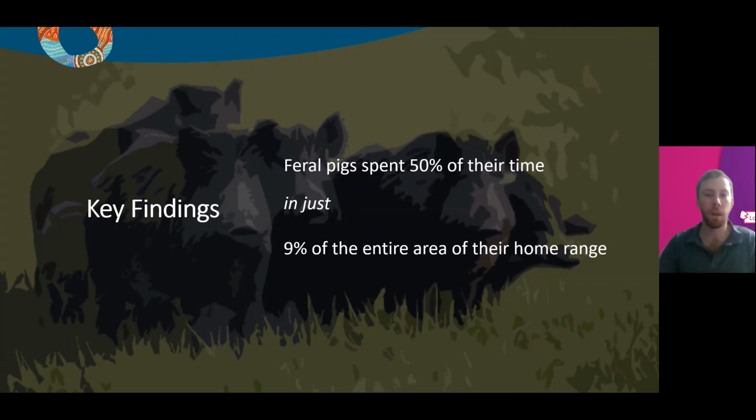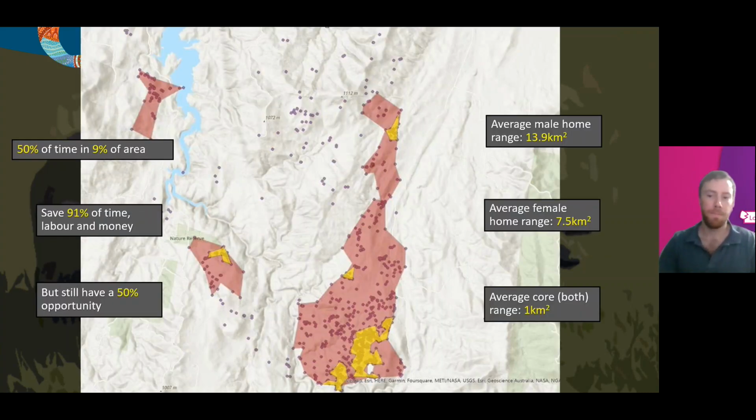And a key finding with this project is that pigs are spending 50% of their time in just 9% of the entire area of the home range. And this is a comparison between the home range and the core range. The home range is where a pig spends 90% of its time, and the core range is where a pig spends 50% of its time. And this map helps to explain what it means.